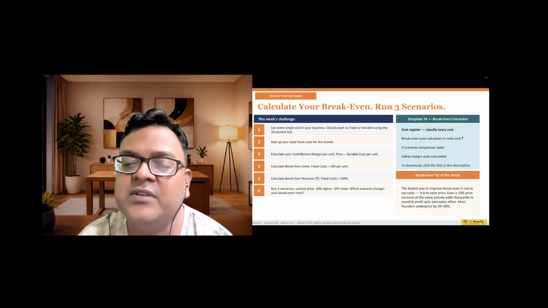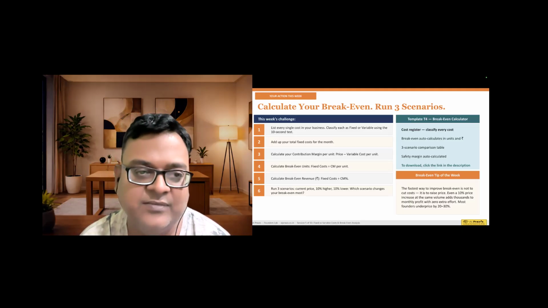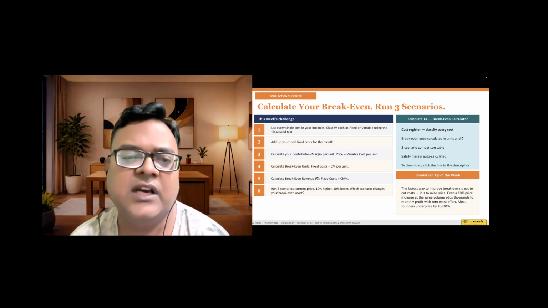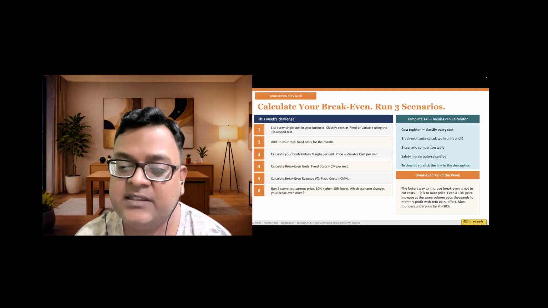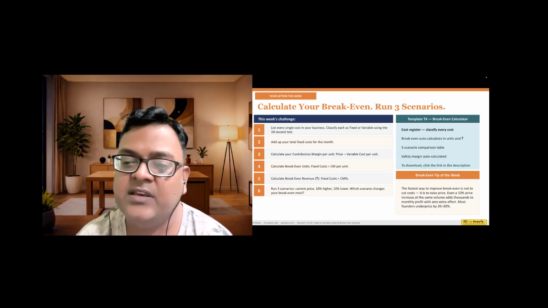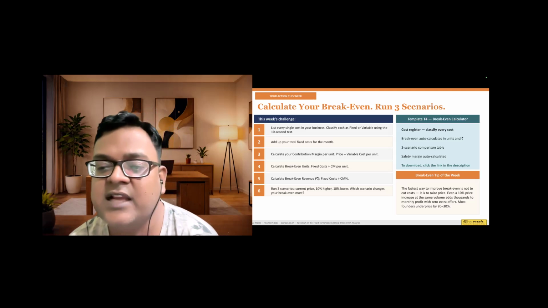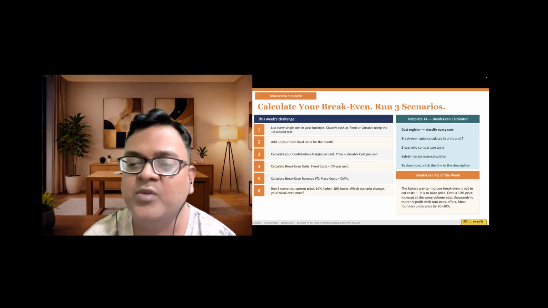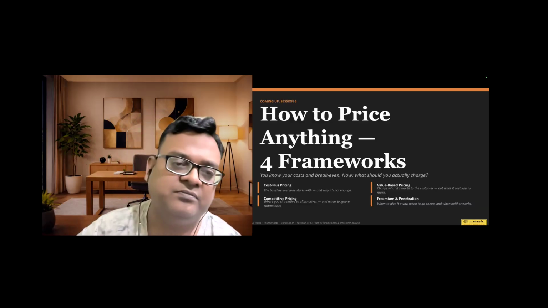The tip of this week: the fastest way to improve break-even is not to cut costs. There are situations when you need to cut costs, but that's not, at least at the early stage. It is to raise the price sometimes. Even a 10% price increase at the same volume adds thousands to monthly profit with zero extra effort. Most founders underprice by 20 to 30%.